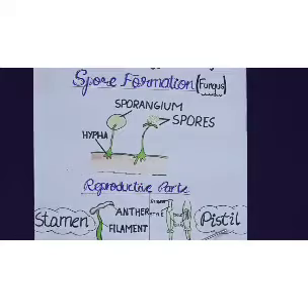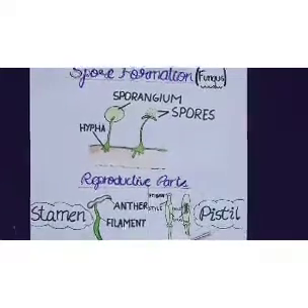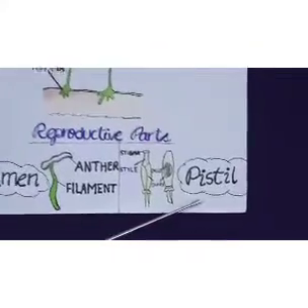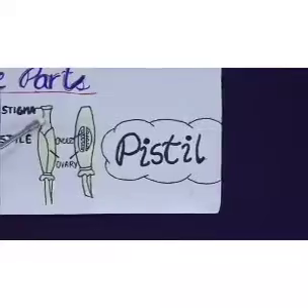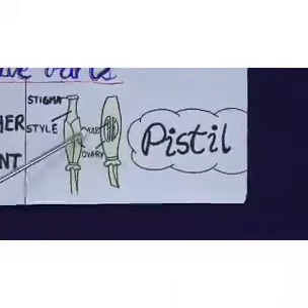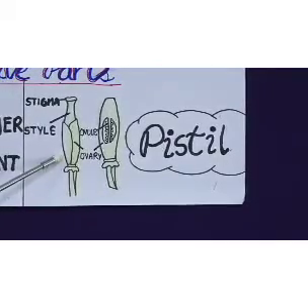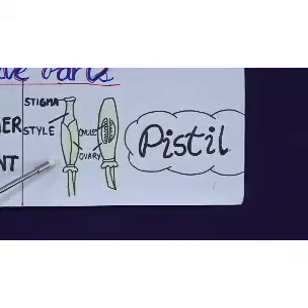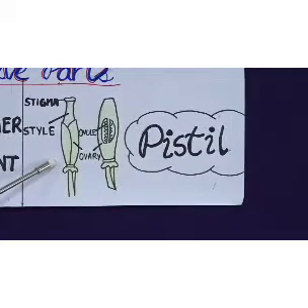Second is pistil. Pistil is the female reproductive part of the plant. A pistil is made up of three parts: stigma, style, and ovary. An ovary contains the ovule. Stigma is for receiving the pollen grains from the anther of the stamen during pollination.